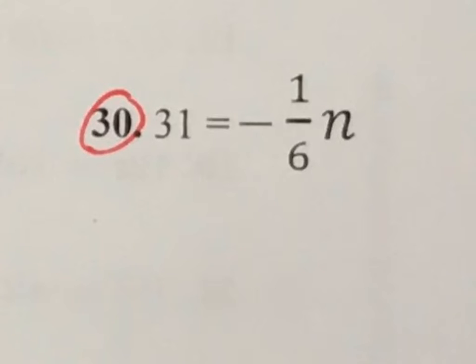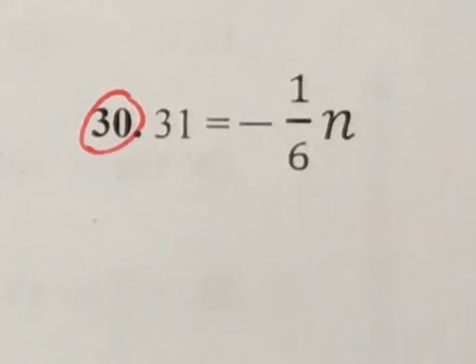Let's jump to number 30. So where's the n at? The left side of the equal sign or the right side? Right. It's on the right. Is it by itself? No. No, there's a fraction right there, right? So we could get rid of that fraction by multiplying everything by what? 6. By the denominator 6.